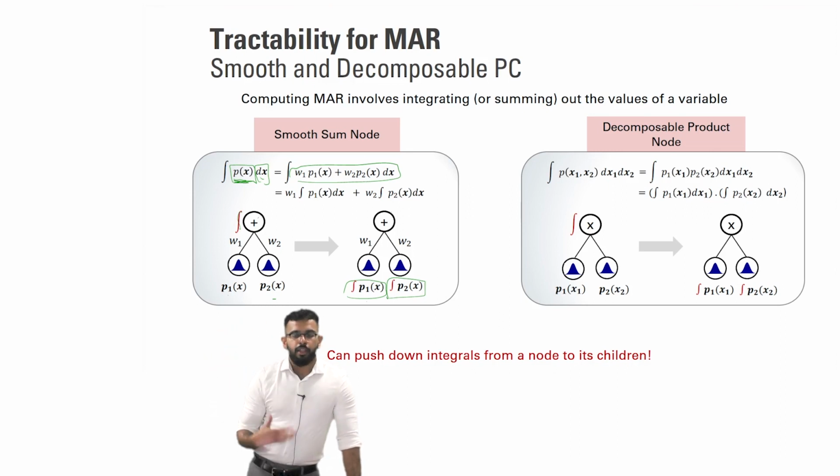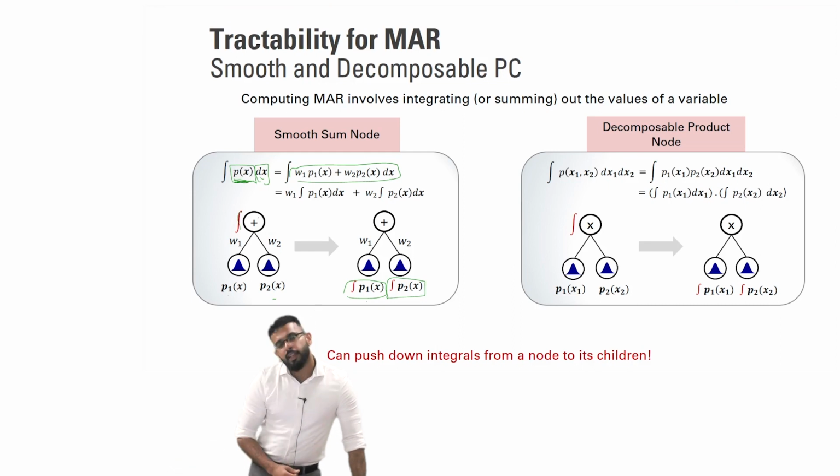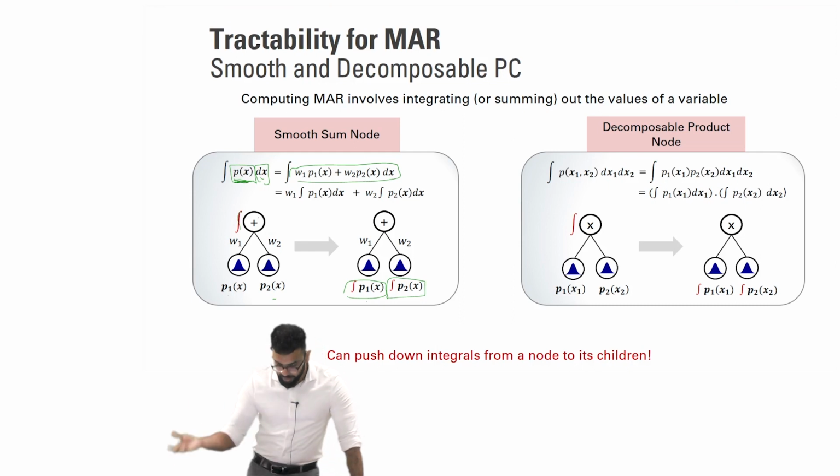Now, intuitively, if I can somehow do this recursively until I reach the leaves, and at the leaves you have simple tractable distributions, those integrals over those simple distributions can be analytically computed. And if that's what it boils down to, then I can just plug in those values, and this entire integral becomes very simple to compute. That's where we will get it.